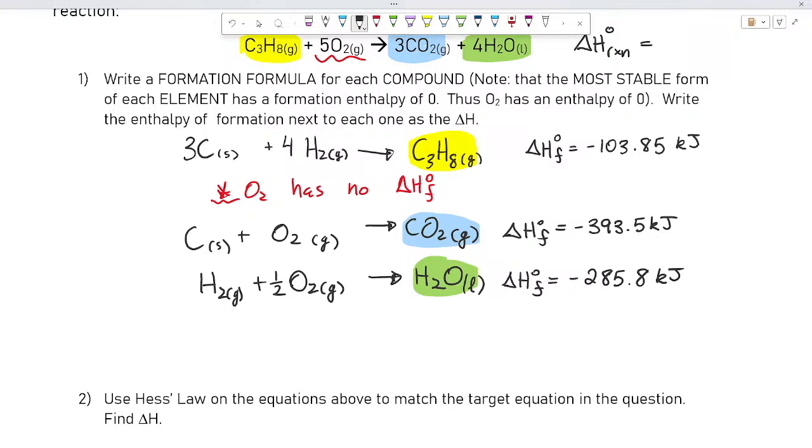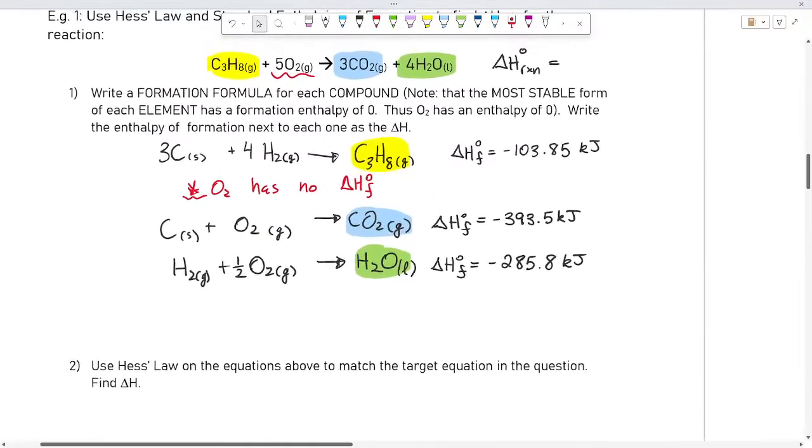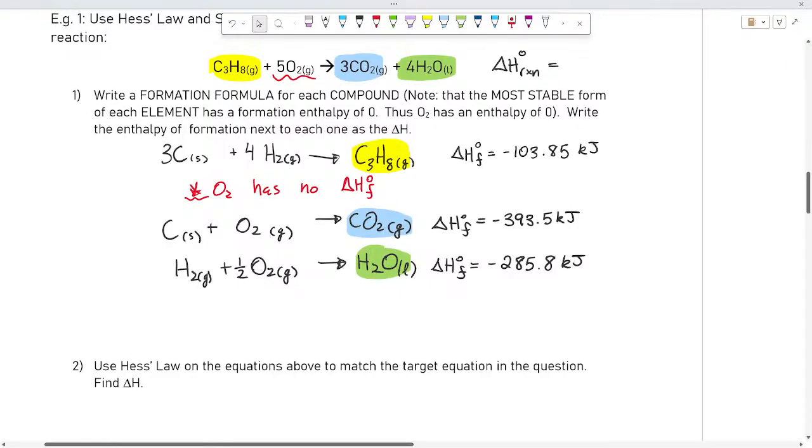Well, wait a minute. What have we just created for ourselves? Team, what have we just created for ourselves? We just made a Hess's Law question. So what I want you to do in the space below is use Hess's Law to figure out the delta H of this, our target reaction, using these three reactions.